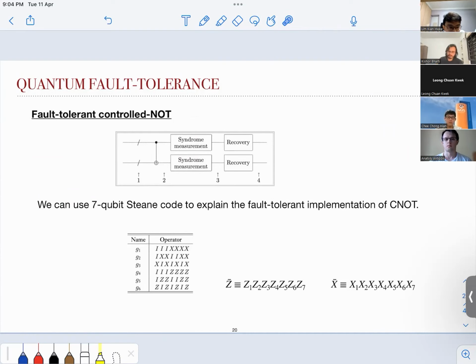So the 7-qubit Steane code, let's say we use the 7-qubit Steane code to implement our C0 fault tolerantly. These are the stabilizers for the Steane code. And if you remember, in the first lecture tutorial, we said that every time you give the generators, that's a complete description of your code. So this is your logical Z operator, and this is your logical X.